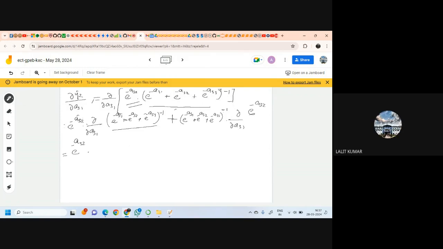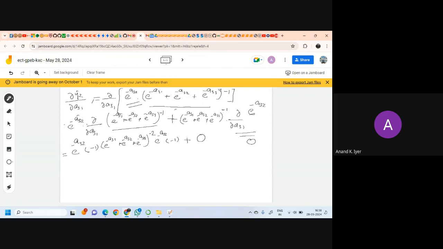Okay. Now we do derivation of this. So minus 1 will come here. Then this will become e to the power minus a31 plus e to the power minus a32 plus e to the power minus a33 to the power minus 2. Now we go inside. So I'll get e to the power minus a31, and then I will get minus 1. And see, this term will become 0. Which one? The second term? Yes, because e to the power minus a32, if we take the derivative with respect to a31, there is no relation. So it is 0. Right.